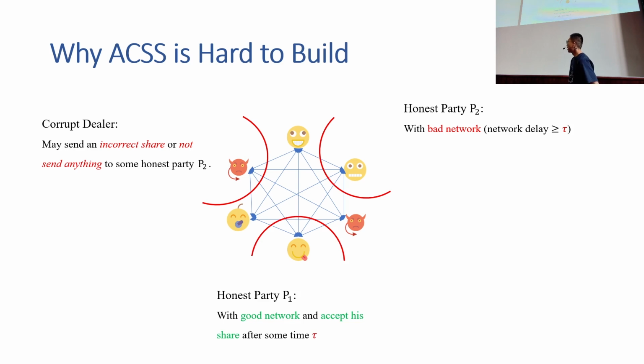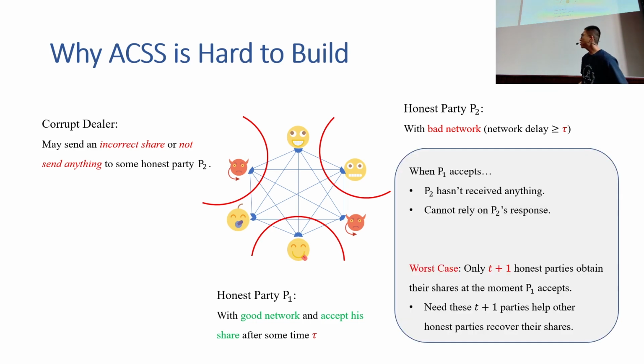So let's just consider two honest parties. The first honest party, P1, has a very good network, so he will quickly accept his shares, let's say after some time bound tau. But on the other hand, say the second honest party, P2, has a very bad network, so his network delay is even larger than tau, which means that at the moment that P1 accepts his shares, P2 does not receive anything. But because of the guarantee of ACSS, we need to ensure that P2 should eventually obtain his shares.